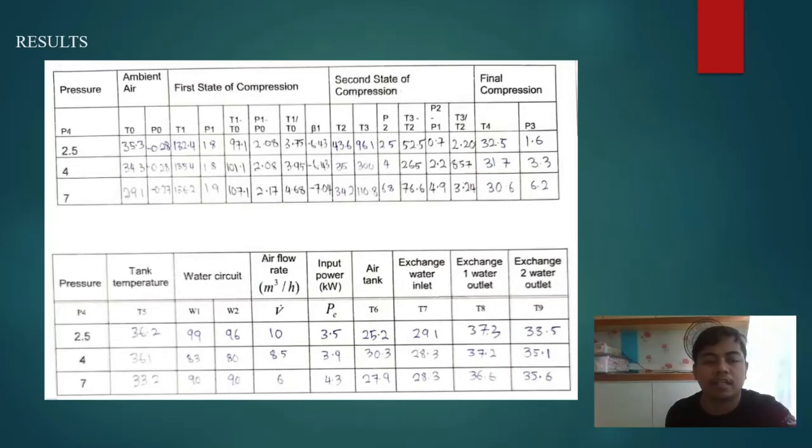Then at the second stage of the air compressor, the air will be compressed again and the reading of temperature increases to 96.1 degrees Celsius, which is the reading of T3. And then the air will go through heat exchanger 2 to reduce the temperature, and finally the air will enter the storage tank with the lower temperature.